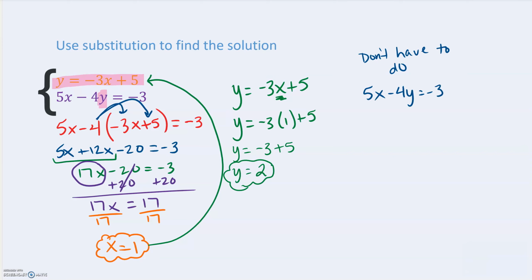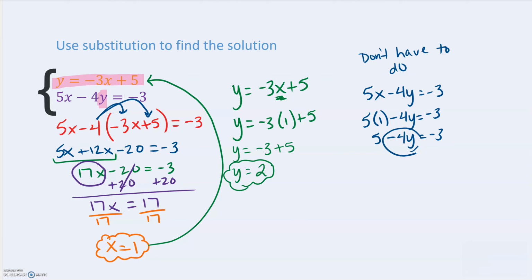And again, we're going to substitute 1 in for x. Sorry, I said that backwards. We're going to substitute 1 in for x. So we're going to say 5 times 1 minus 4y equals negative 3. This becomes 5 minus 4y equals negative 3.